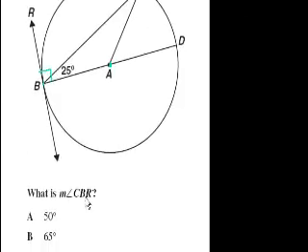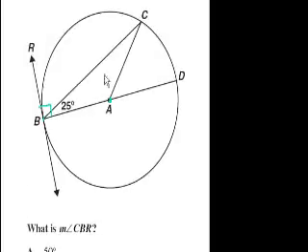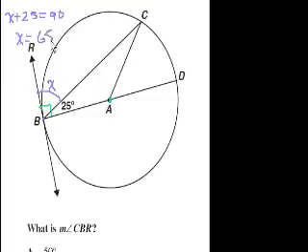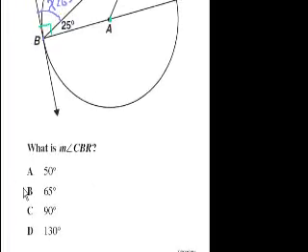So they want to know what is the measure of angle CBR. So they want to know what this angle is equal to. Well, I kind of did it inadvertently. We know that when a line is tangent to a circle, it's perpendicular to the radius at that point. So this whole angle is 90 degrees. So the angle that we're trying to figure out, let's call that x, that's the complement to 25, right? X plus 25 is equal to 90. Subtract 25 from both sides, x is equal to 65 degrees. And that is choice B.